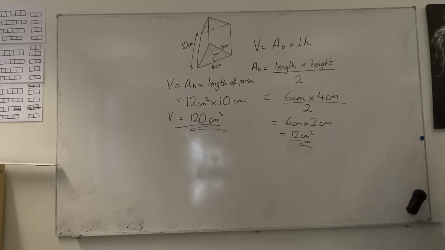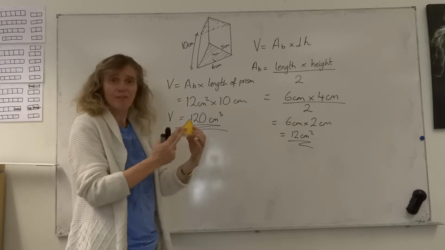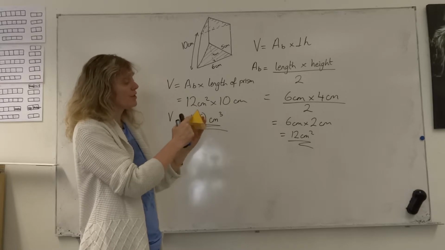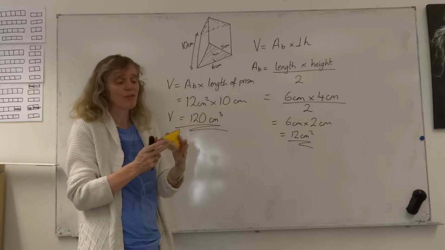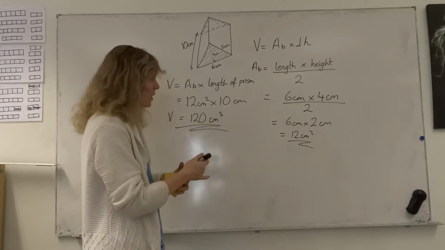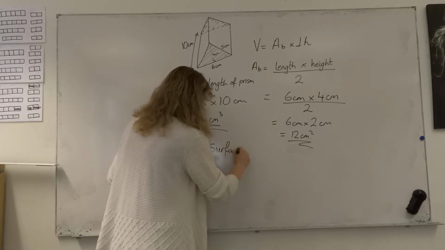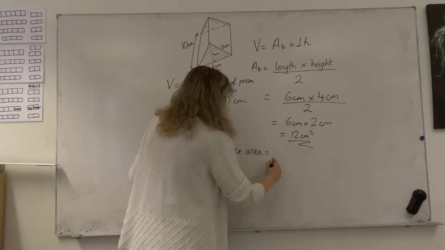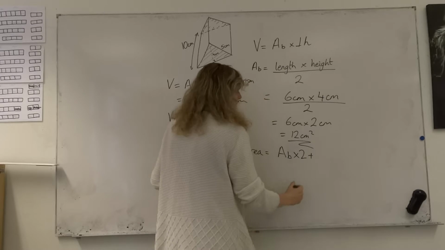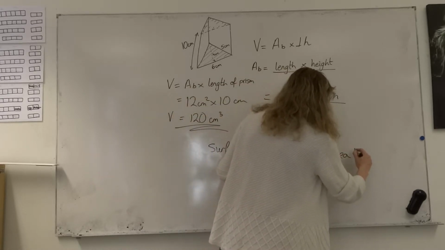If we look here, here's a similar prism to that one, and we can see that we have a face here at the front and a face here at the back that are identical. We've worked out the area of this face, so the area of both faces would be 12 centimeters squared plus 12 centimeters squared. So surface area equals the area of the base of the triangle times 2 plus 3 times the area of the rectangles in the prism.